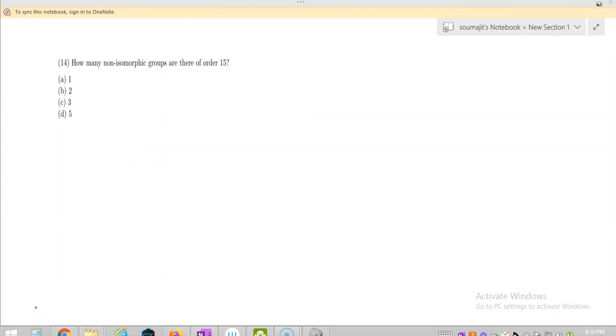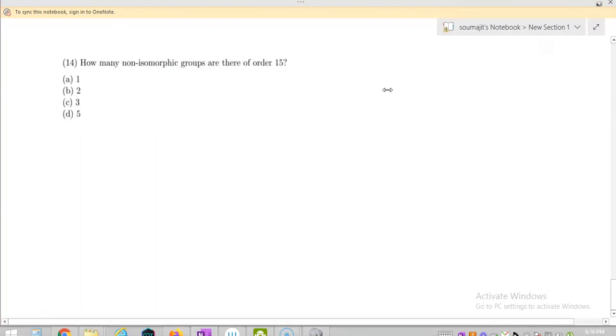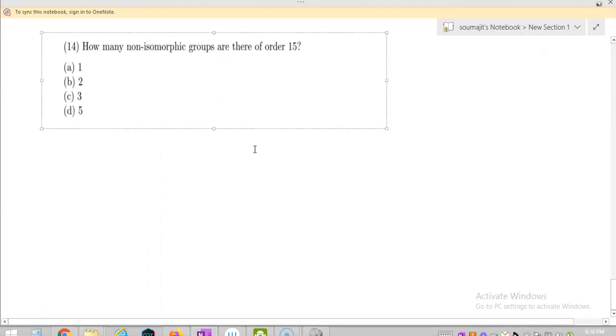Question number 14 says: how many non-isomorphic groups are there of order 15? Let me zoom in, it is too small to understand. Okay, how many non-isomorphic groups are there of order 15. So I have to find the non-isomorphic groups of order 15. Now we know that for any n there exists at least one cyclic group of order n, that is Zn. So Z15 is at least one group of order 15, which is cyclic.